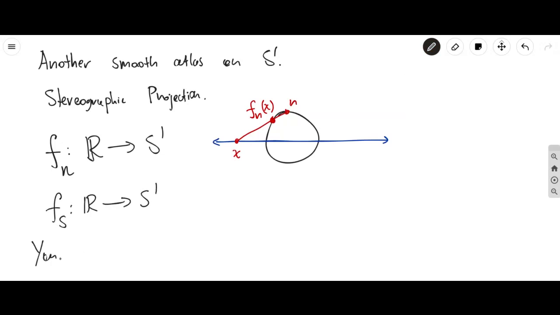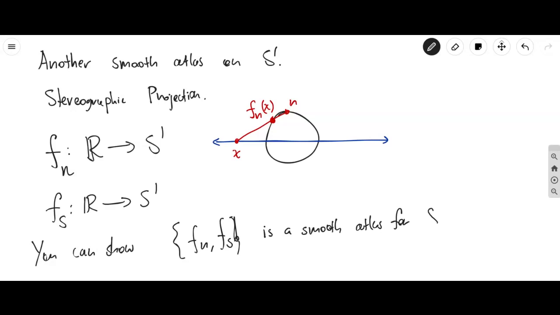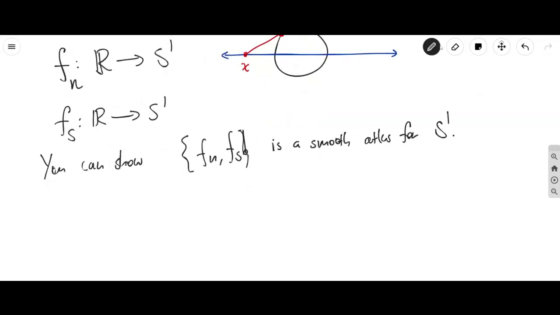And then you can show that these two mappings taken together is a smooth atlas for S1. So in fact, it is a different smooth atlas. The fact that it's different from the other one really does not matter to us whatsoever. We just care that it exists.